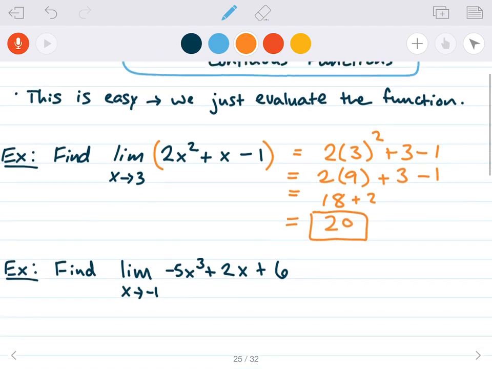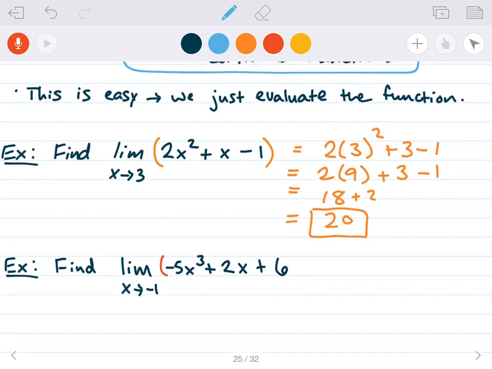All right, let's look at the next one. Again, we have a continuous function. This is just a polynomial, -5x cubed plus 2x plus 6. We have no denominators to worry about, so we're assuming that this is a continuous function. And so now we're going to -1, so that's what we want to plug in for x and evaluate.